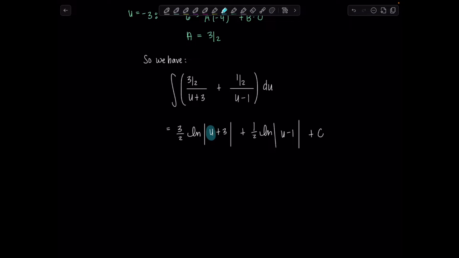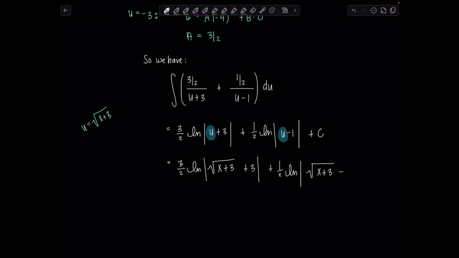Okay, and then just don't forget, originally our problem was in terms of x. So we've got to replace u with the square root of x plus 3. Remember we had substituted that in the very beginning. So now we have 3/2 natural log absolute value of the square root of x plus 3, plus 3, plus 1/2 natural log absolute value of the square root of x plus 3, minus 1, plus C.